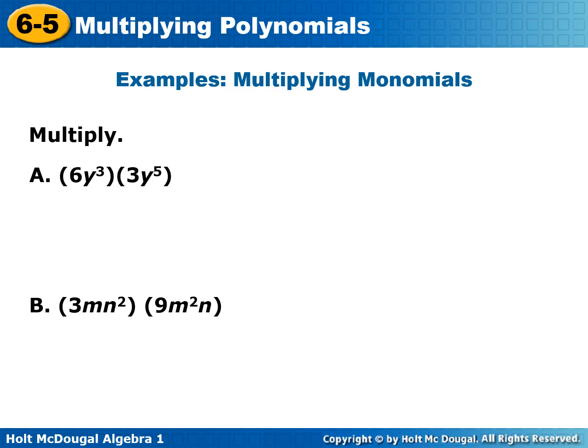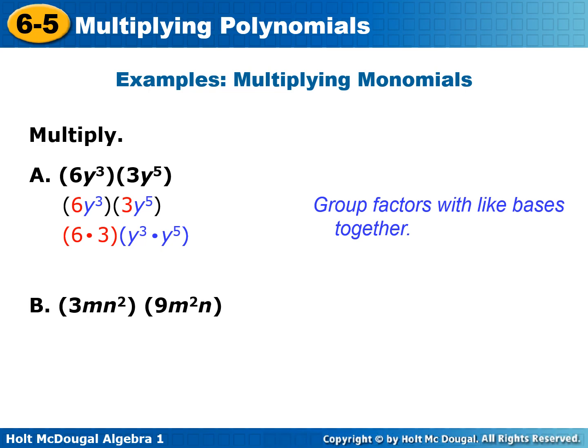For letter A, we have 6y to the power of 3 times 3y to the power of 5. So we have two monomials, and in this case, we just group factors with like bases together. Since we have y to the power of 3 for the first monomial and y to the power of 5 for the second monomial, we group them together since they have the same common base. So we will have 6 times 3.